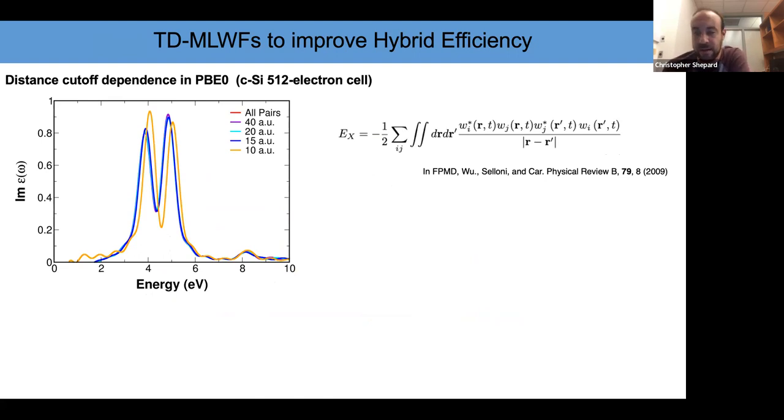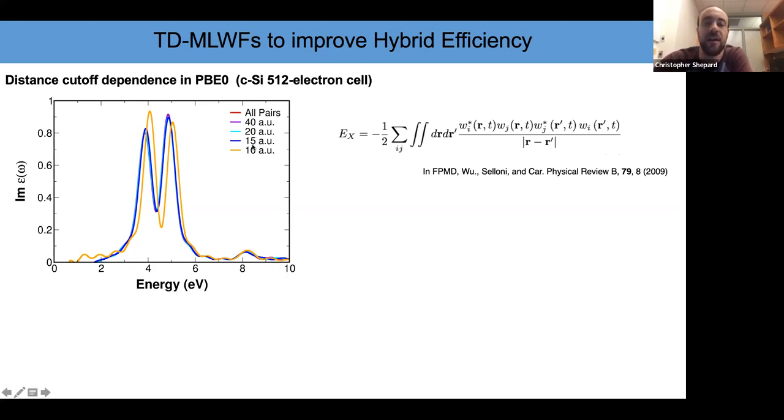At each step in the propagation, whenever you're calling a hybrid functional, we define a distance function which says if our pairs, or essentially our Wannier function centers, are a certain distance apart, say 20 AU, if they're farther apart than 20 AU, don't calculate the exchange. Ignore that pair. If they're within 20 AU, calculate the exchange for that pair.